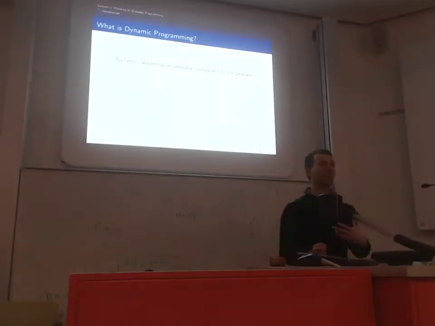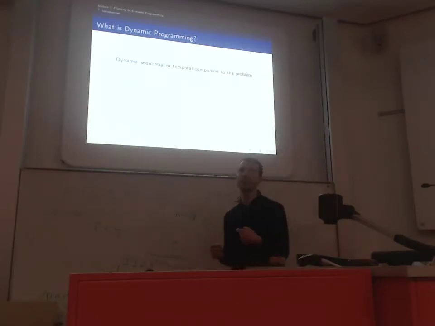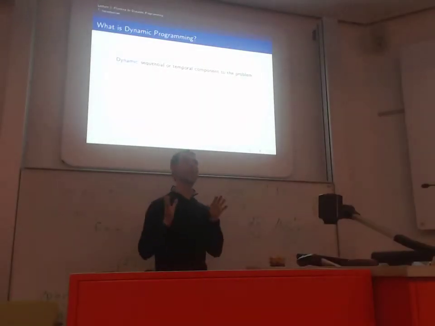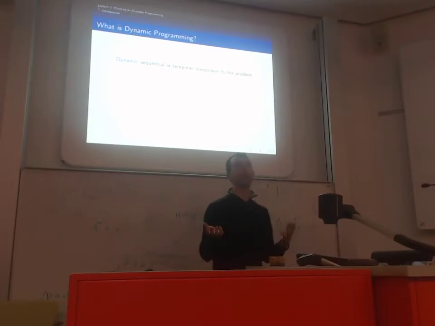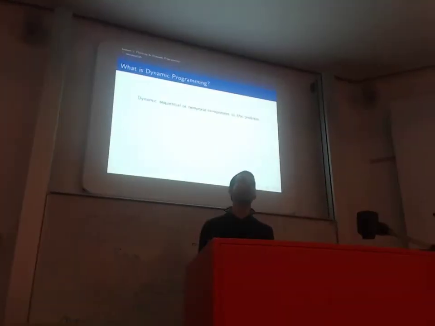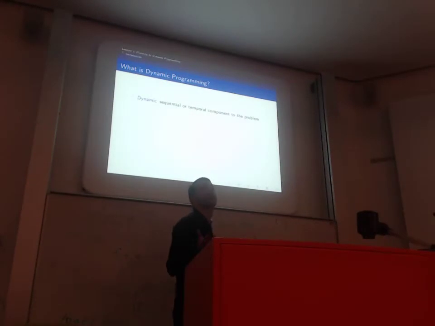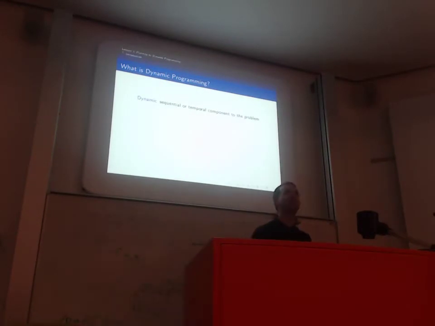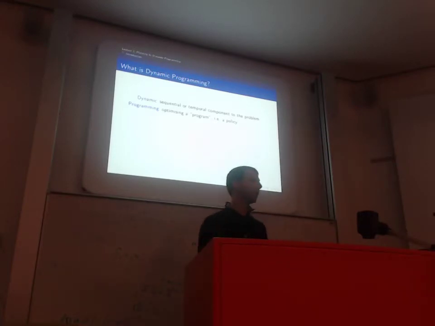By dynamic, what's meant is that there's a sequential component to the problem. We're not just talking about some static problem, but the problem itself has dynamics to it. Theoretically, you might imagine there's some robot moving through some system, and that system has some dynamics to it. Maybe you've got a fish trying to go through some water, and there are dynamics to the water and the way it moves. And by programming, we don't mean writing a piece of code, we mean the mathematical meaning of programming here, which is optimizing a program, where a program essentially means a policy, a way to behave.